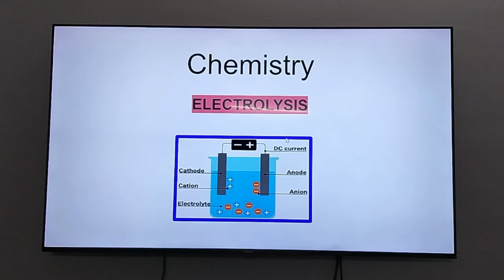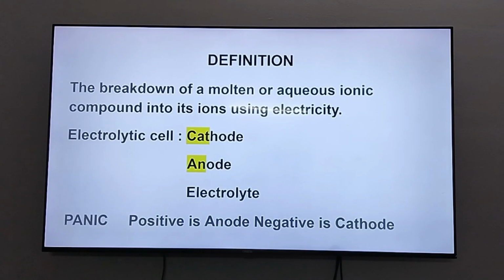Electrolysis is a process in which we supply electricity to break down ionic compounds. So, the definition which we need to know is the breakdown of a molten or aqueous ionic compound into its ions using electricity. The key terms here are molten or aqueous, into its ions, using electricity. It is a 3-mark definition which should be learnt by heart.